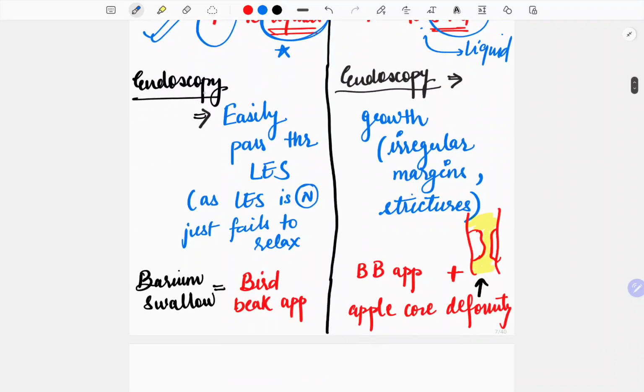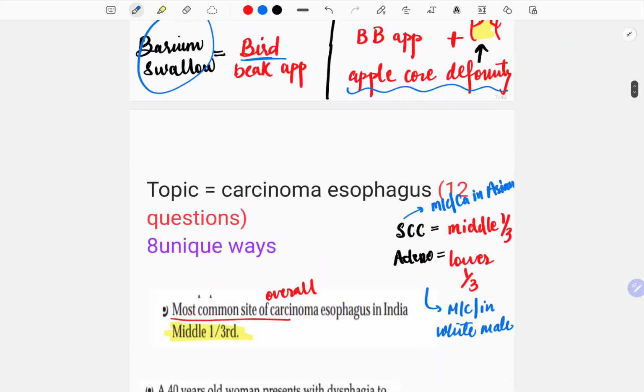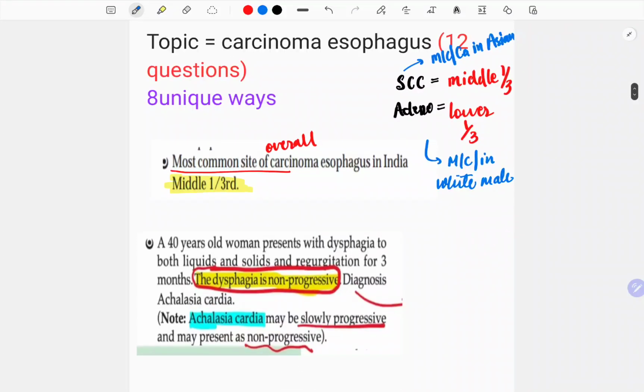In endoscopy, the scope will easily pass through the lower esophageal sphincter because the tone is normal, it just fails to relax. Whereas in the endoscopy of carcinoma esophagus, we will be able to see a growth, irregular margins, strictures and shouldering. And in the barium swallow, in both we will be able to see the bird beak appearance, but in carcinoma esophagus, we'll specifically see the apple core deformity. Now with this, let's do the next topic, and that is carcinoma esophagus.